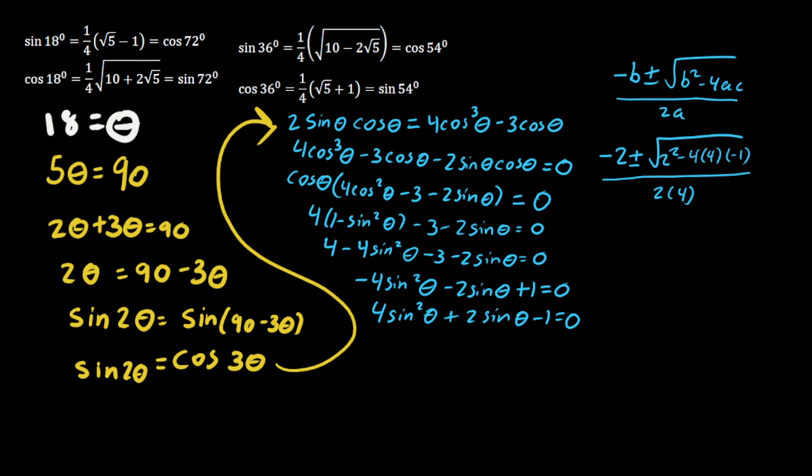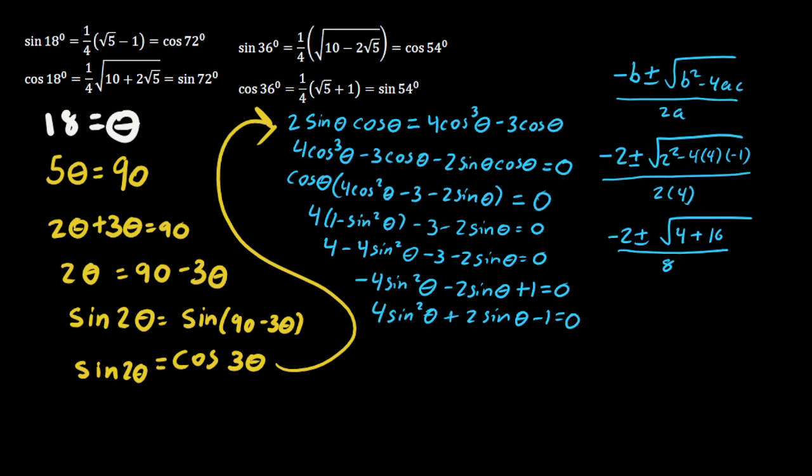Alright, so we can simplify this into minus 2 plus or minus square root of 4 plus 16. This becomes positive because the negatives make a positive, and this is all divided by 8.